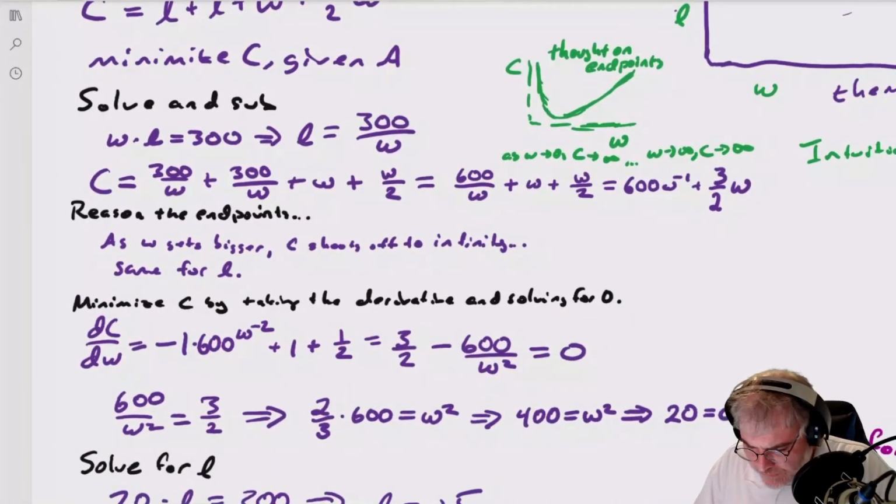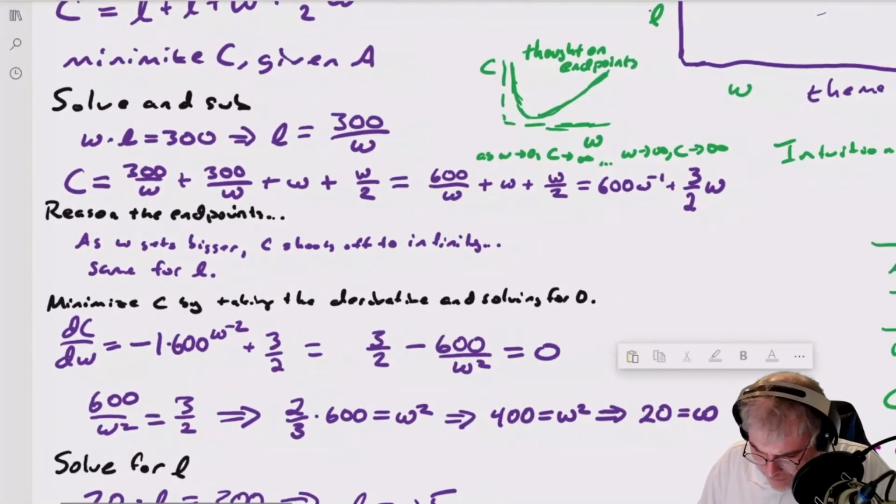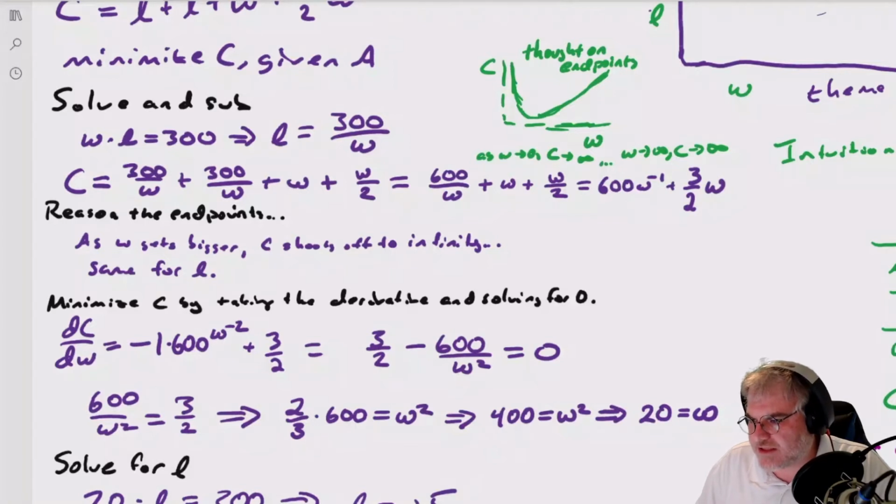Okay. So what I'm going to do is I'm going to minimize C by taking the derivative. So when I take the derivative, let's just make this 3/2 because that's what I did. I changed this equation here to 3/2. So when I take the derivative, I'm going to wind up with -1 because there's a -1 here. So I pull down that negative and I get -1 times 600W to the -2 plus 3/2. And then I rearrange this. 3/2 equals 600 over W squared, and I set it equal to 0.